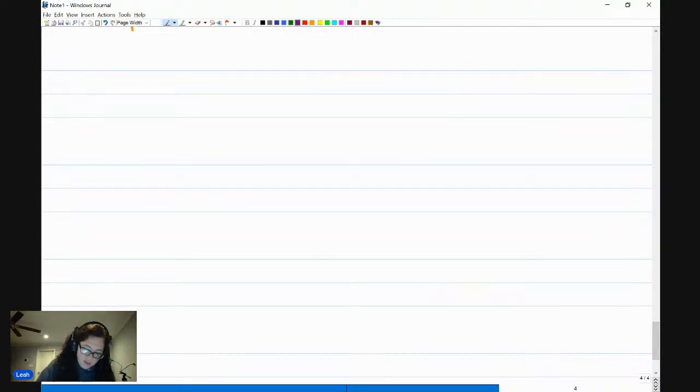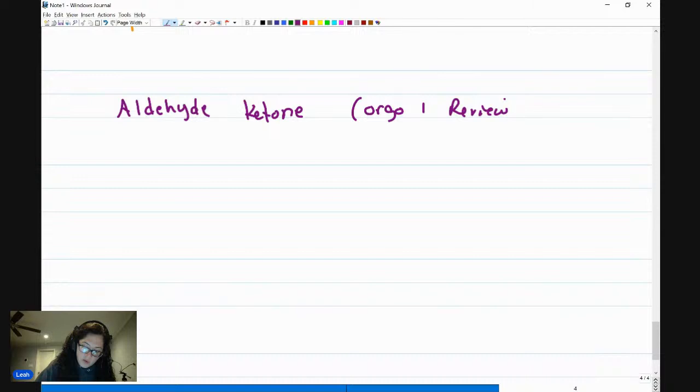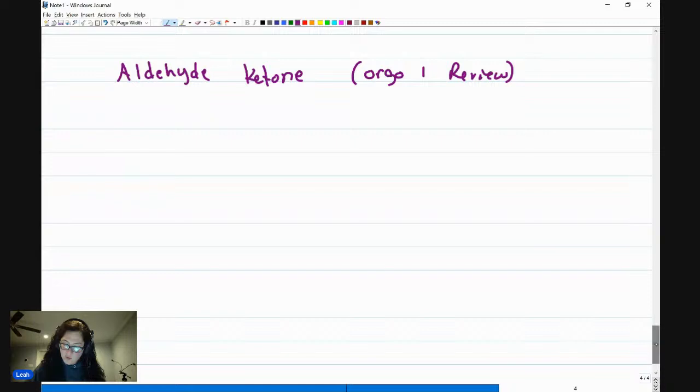So let's see how to make the aldehyde or the ketone. I don't know why I wrote half of one word and the whole of the other. Aldehyde or ketone. And we'll start with just a quick Orgo 1 review. There is one reaction that you learned in Orgo 1 that is your go-to for making aldehydes and ketones. And that is starting with which molecule?